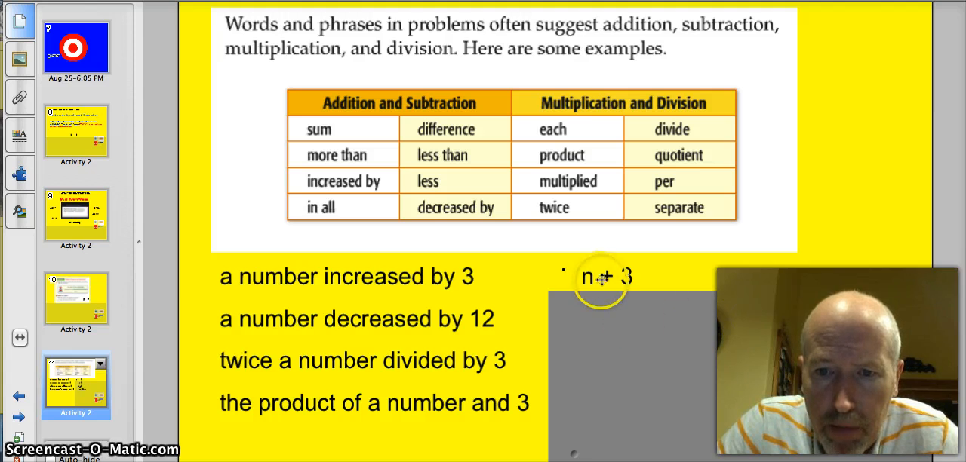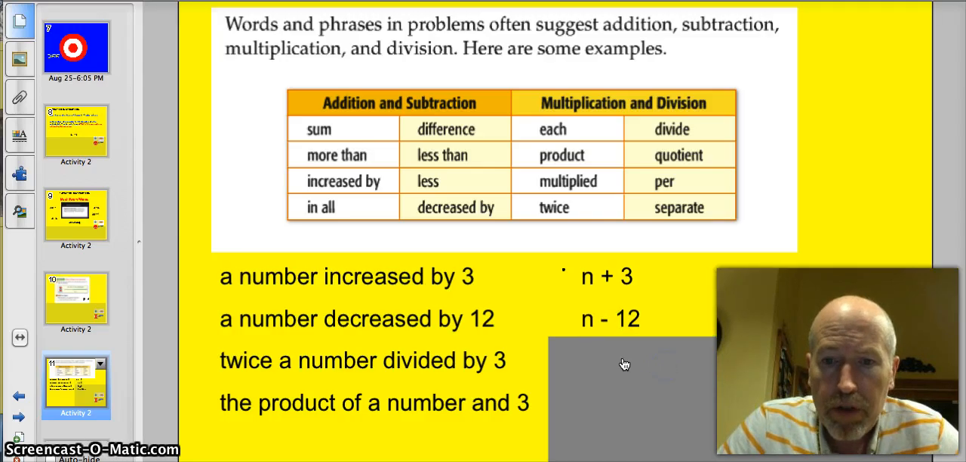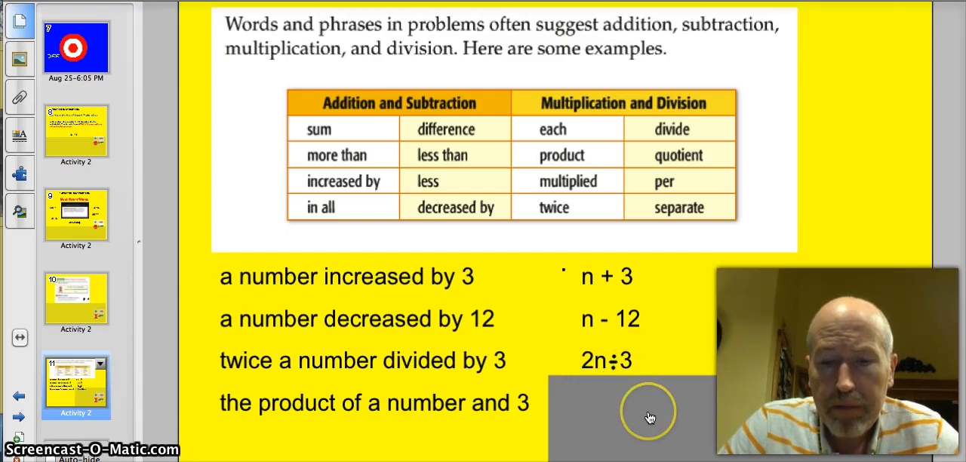You say a number plus 3? That would have been the correct way. A number decreased by 12. There's the number decreased by 12. Hey, this is pretty simple, isn't it? Twice a number divided by 3. Now we're getting a little more complicated. Well, here's twice the number, 2 times the number, divided by 3.